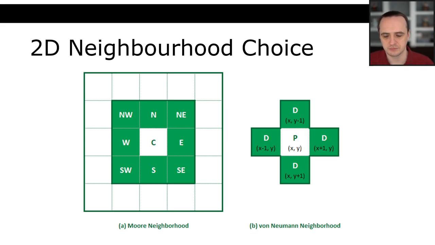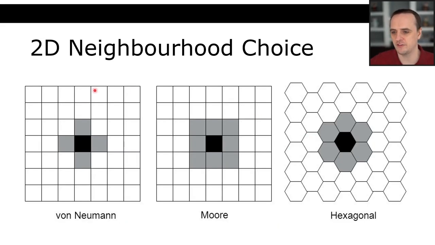So, there's a bunch of interesting choices that you could make for the neighborhood of a 2D cellular automata, right? And these have names in the literature. For example, if we look at the cell itself and all its neighboring cells in 8 directions, that's called a Moore neighborhood. And if we look at just up, down, left, and right, that's called a von Neumann neighborhood. So here, if we had a 2D grid, we could do von Neumann neighbors, we could do Moore neighbors, or if we have a hex grid, we could actually take a hexagonal neighborhood as well.